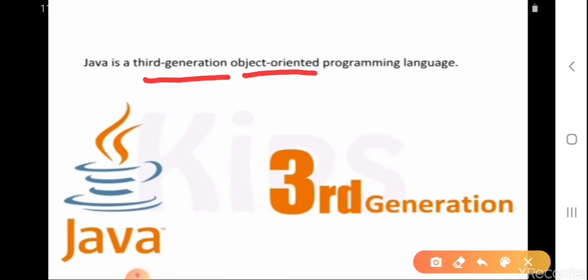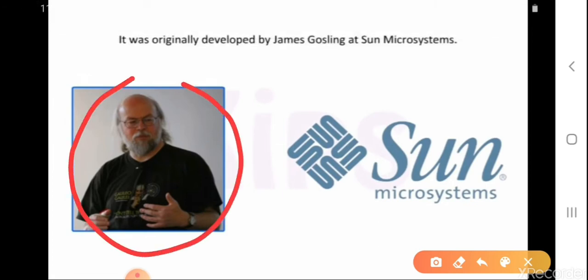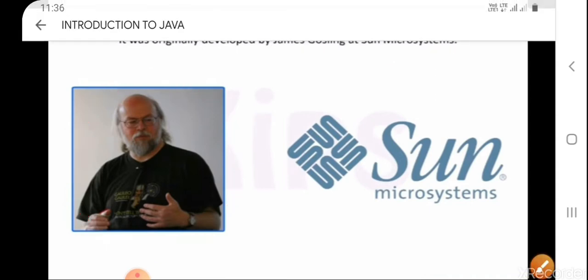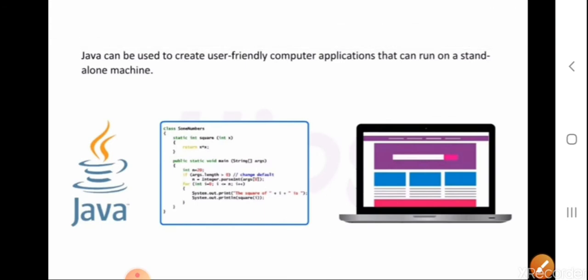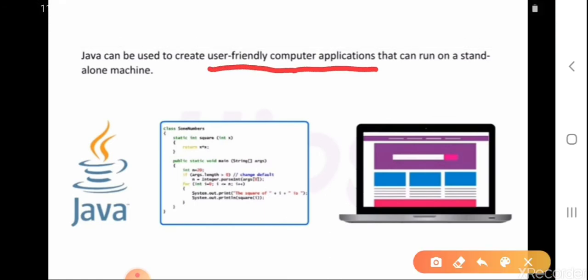In the previous lesson you had already studied the meaning of being object oriented. So let's move on. Now, Java was developed by James Gosling at Sun Microsystems. Java can be used to create user friendly computer applications that can run on a standalone machine.